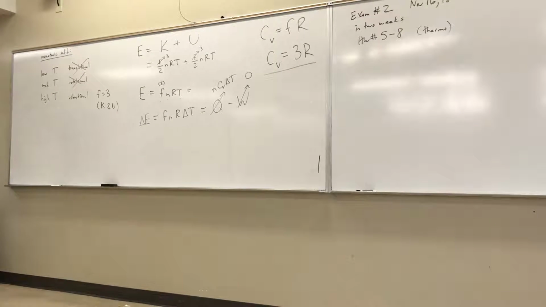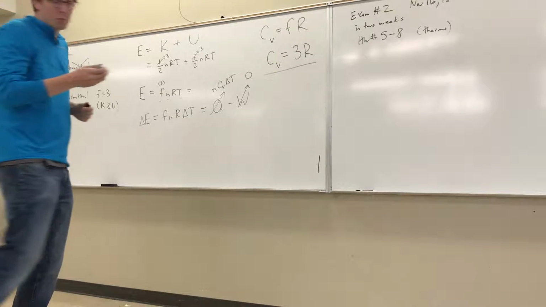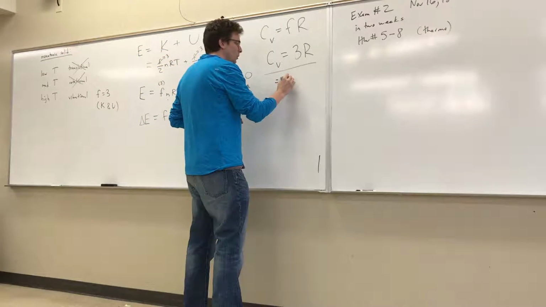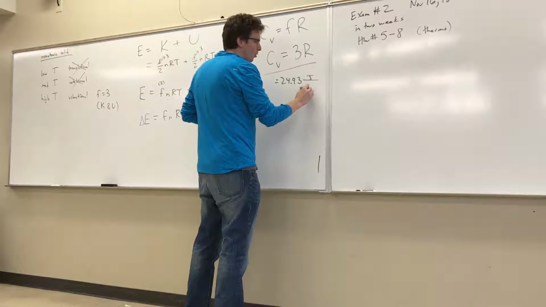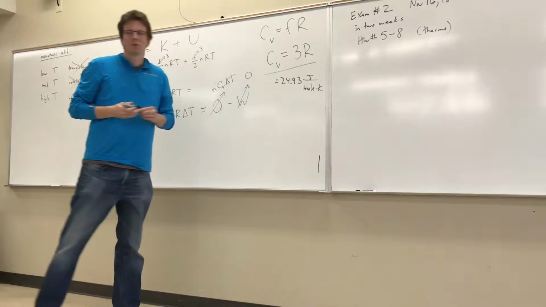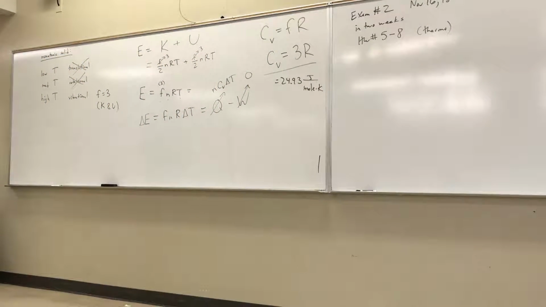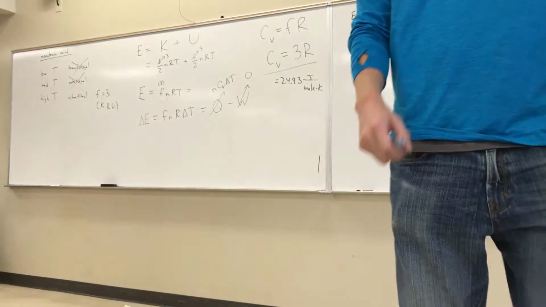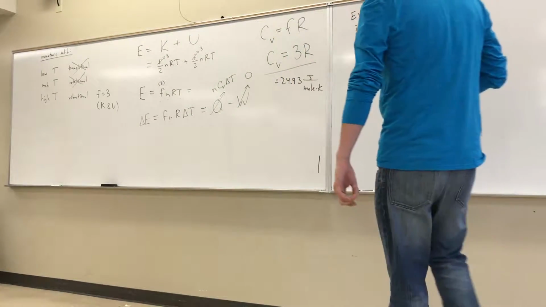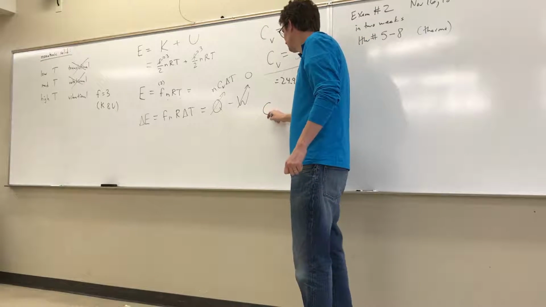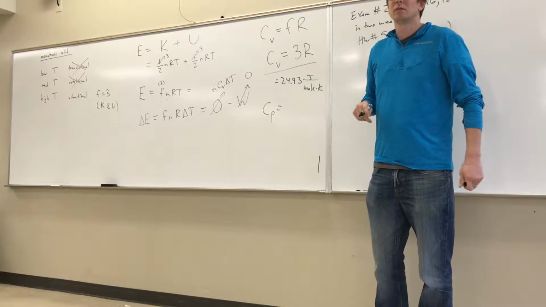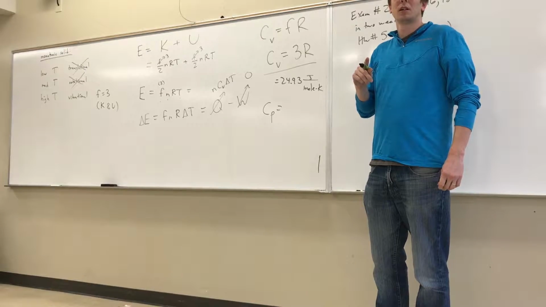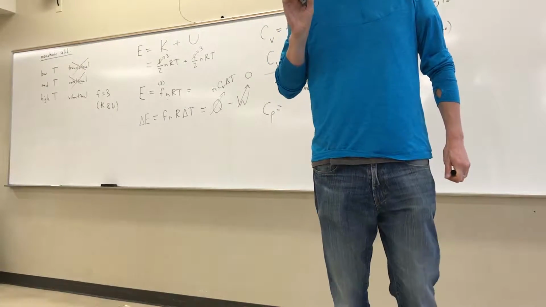So that's a number, and that number is 24.93 joules per mole Kelvin. We are predicting that any monatomic solid has this molar heat capacity at constant volume. So how do we get Cp? What? Cv plus 1? What's that? Cv plus R. Aha, yes.